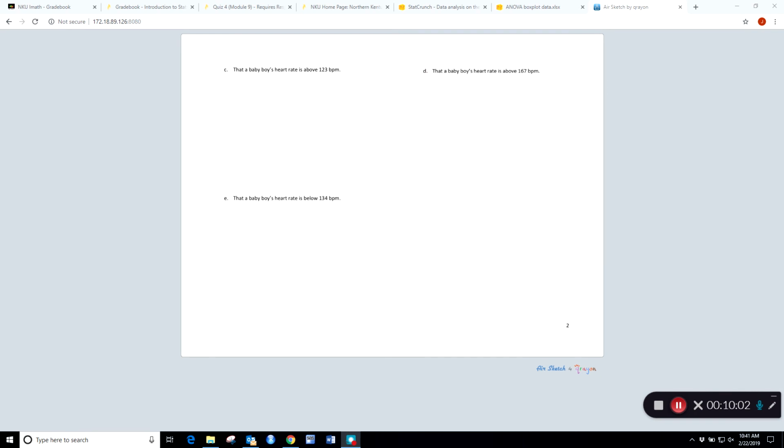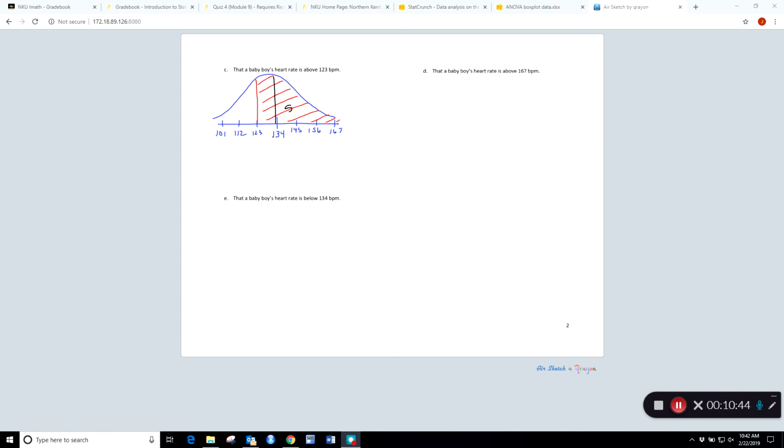For the next one, we're just trying to find that a baby boy's heart rate is above 123. So we're still working with the same problem. Again, my numbers along the bottom aren't going to change. And this time we're trying to find above 123. Alright, so a couple different ways you could approach this problem. The first way you could do it is break it up this way.